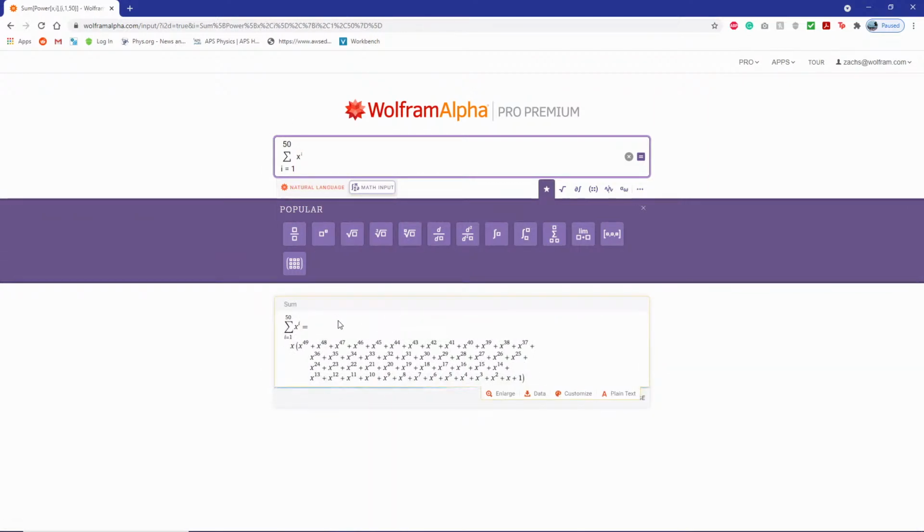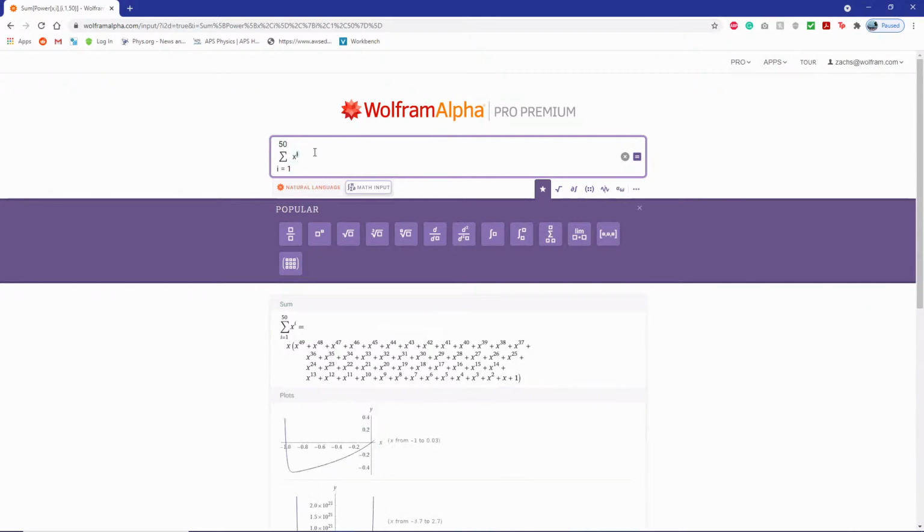Let's see. So what do we have here? Wow, look at that, all those numbers. Yes, we've made a sum, but we could do more. How about the sum of, let's try 1 over x squared from 1 to infinity.